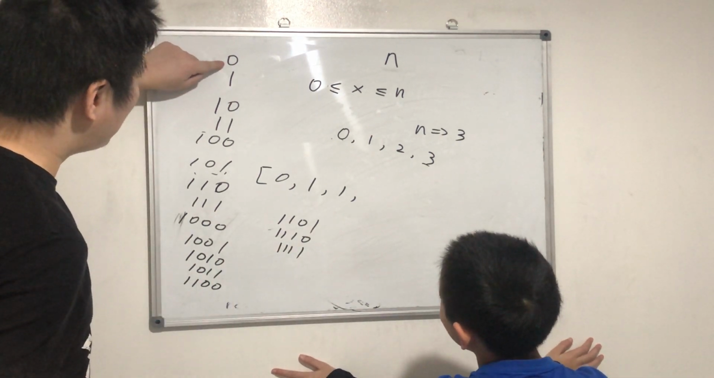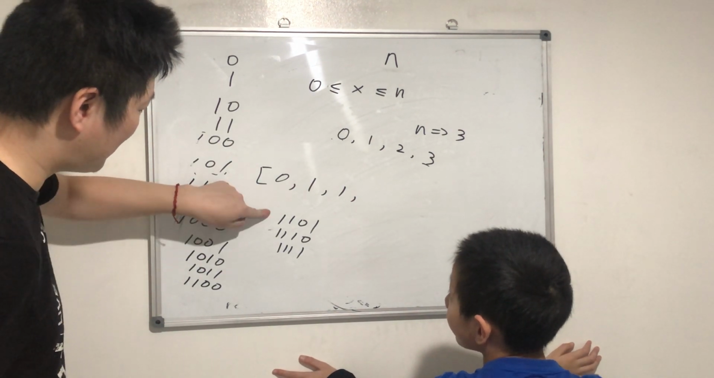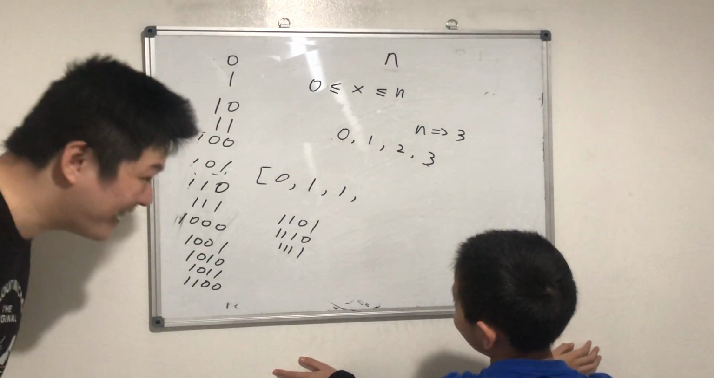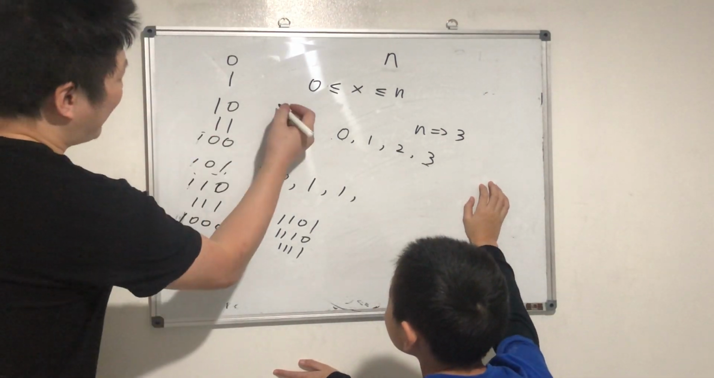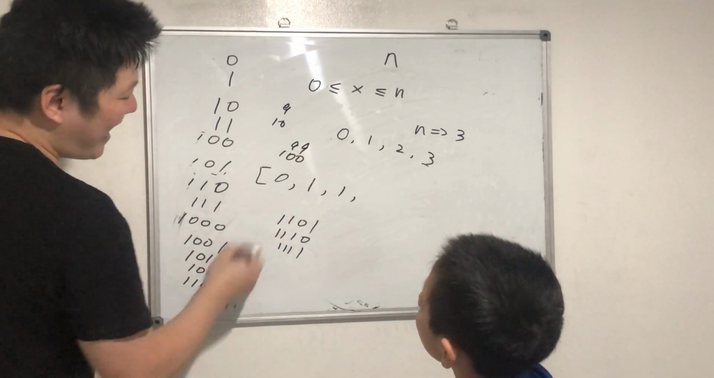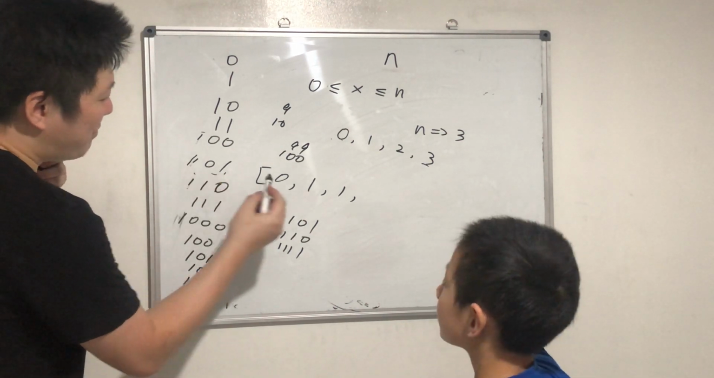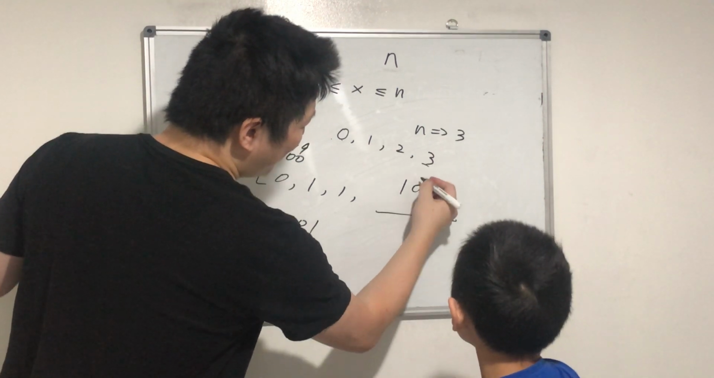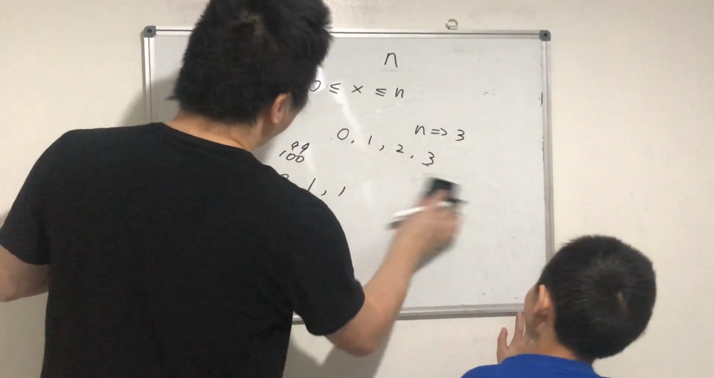Okay, let's see. 0, 1, 2, 3, 4, 5, 6, 7, 8, 9, 10, 11, 12, 13, 14, 15. You see? Now, it's basically the same as 9, what's next? 10. 99, what's next? 100. And you make mistakes on this. 101 plus 1. You say it's 111. It's not true. Look, 1 plus 1 equals 0. Carry over 1. So it's 110. Got it?